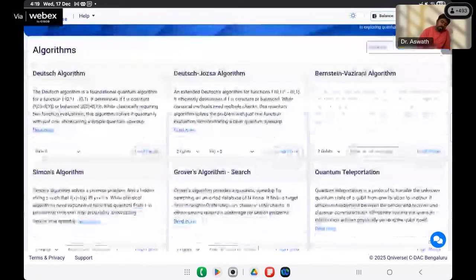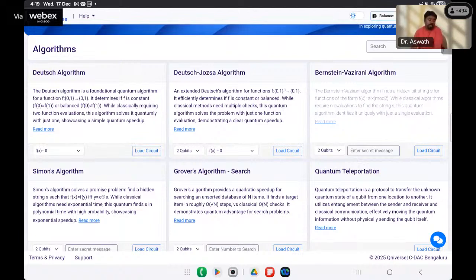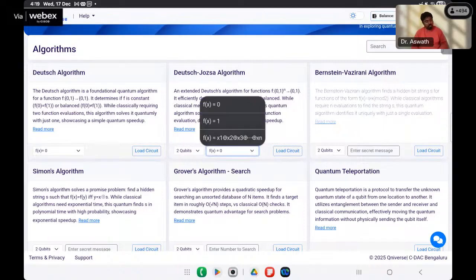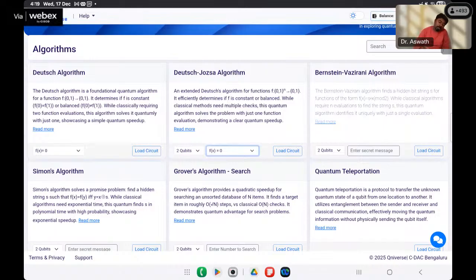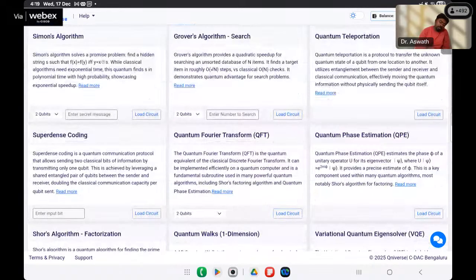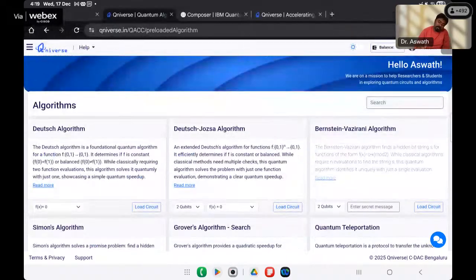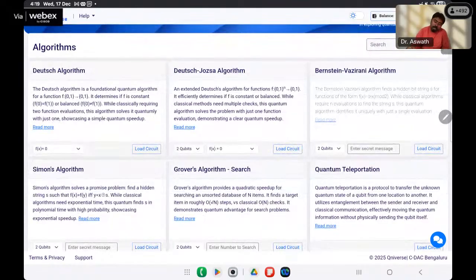We did the Deutsch-Jozsa algorithm. For the Deutsch-Jozsa algorithm, you can find out whether a function is balanced or constant. Right now what we want is the Bernstein-Vazirani algorithm. Where is that? Here it is, the third one.